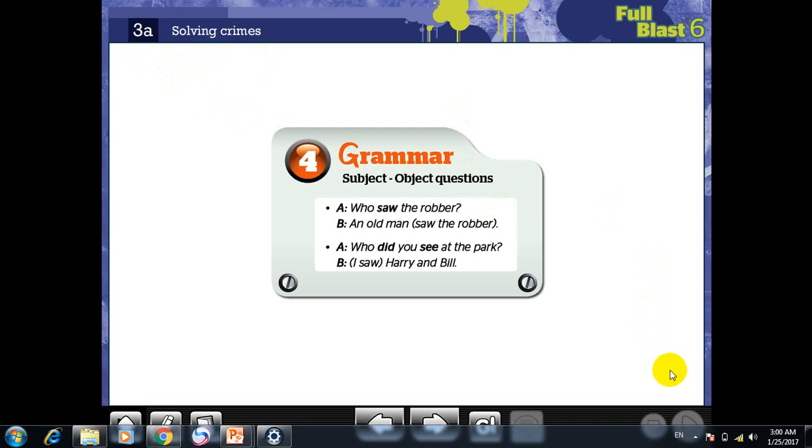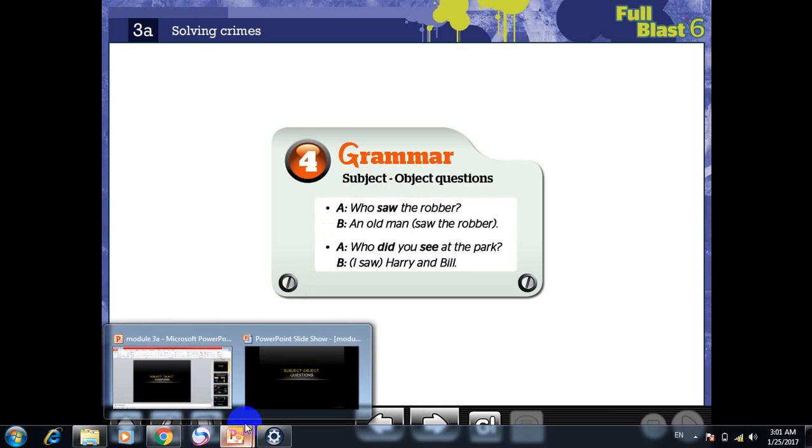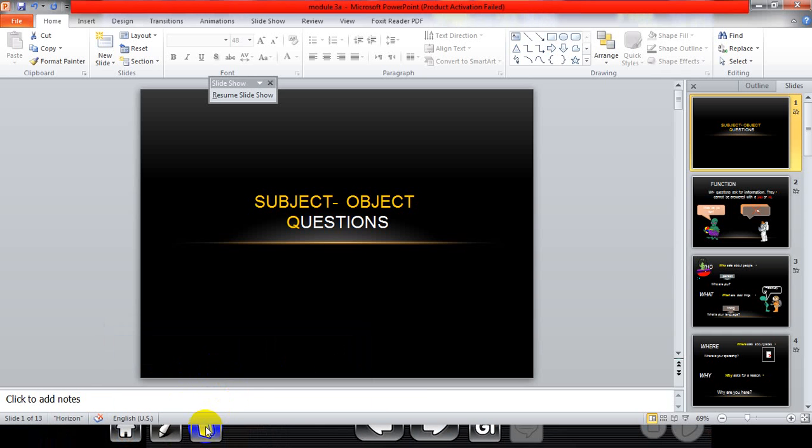Page 35. Subject object questions. Our grammar today is about how to ask a question about the subject and the object. How can I form the question about the subject if I want to ask about the subject and about the object? Please look here at this show.